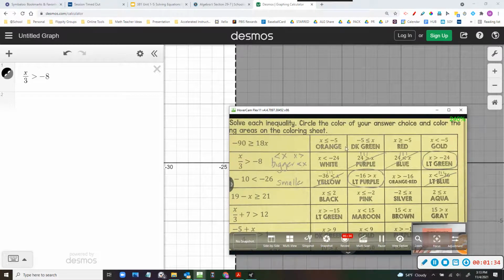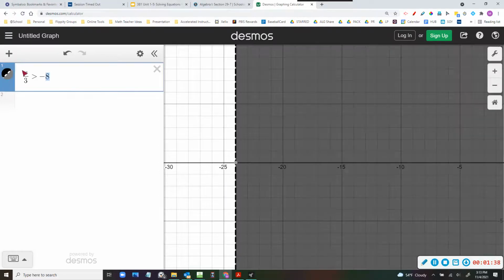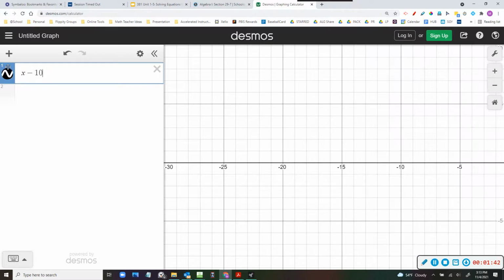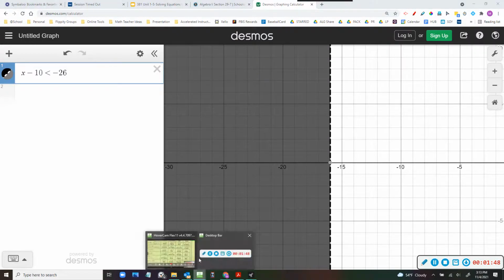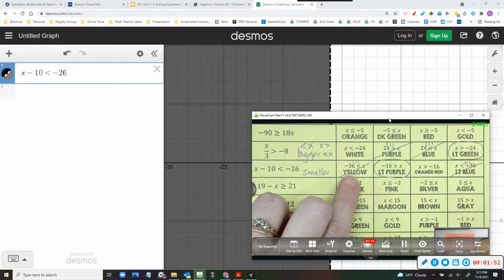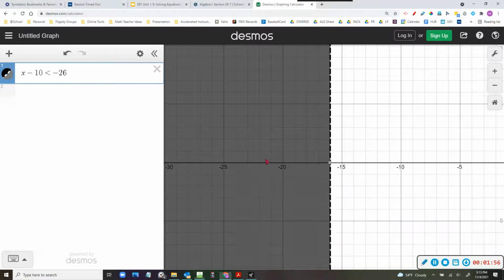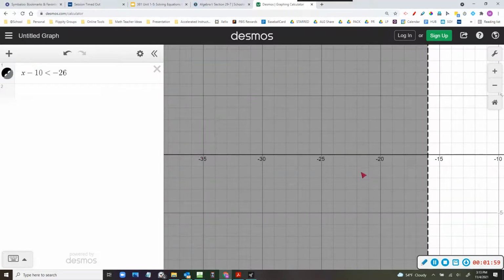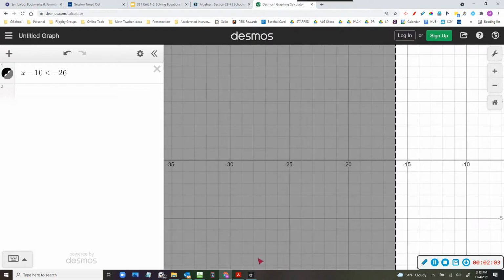All right. Let's try this next one here. The next one was x minus 10 is less than -26. When I look at my answer choices for this one, I have -36 and -16. Well, I see right here that my dot is at -16. But if I wasn't sure, I could scroll out to -36. If I wasn't seeing anything at -16, I'd keep on moving out to -36.